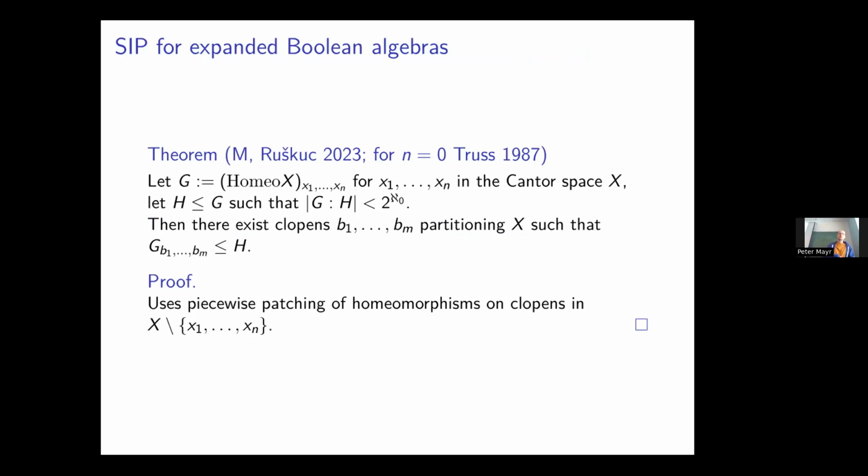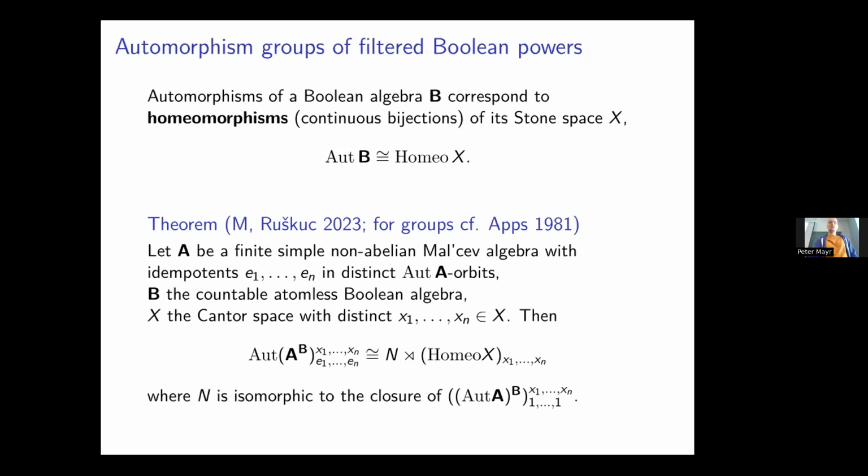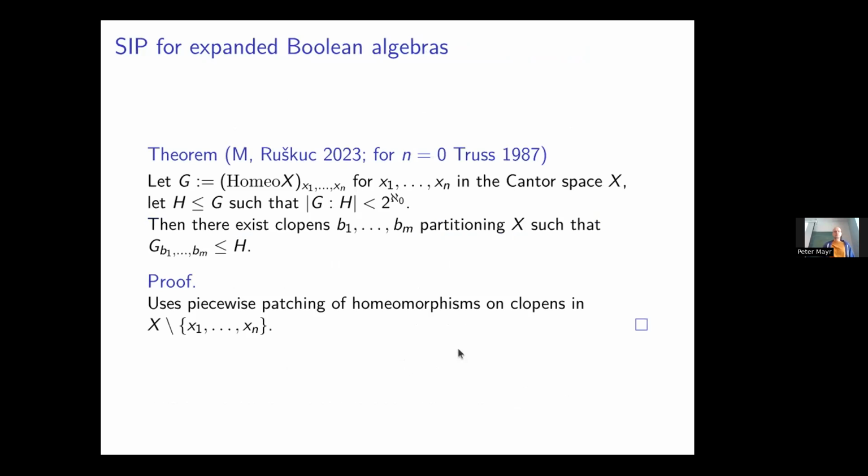Now, if we want to prove the small index property, say for a filtered Boolean power, then we want to prove the small index property for this complement, the subgroup, first as a first step. This is a generalization of a result by Truss from the 80s, where he showed that the automorphism group of the countable atomless Boolean algebra, or the homeomorphism group of the Cantor space, has the small index property.